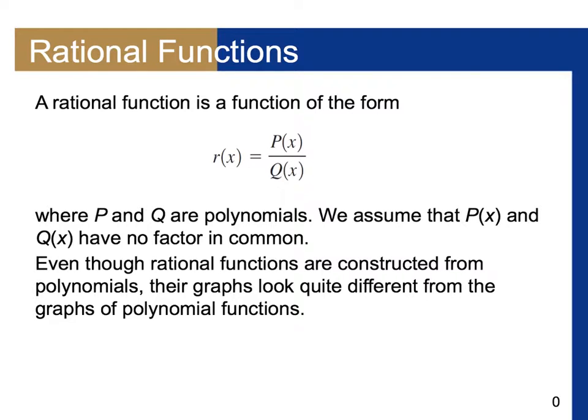This is Math 105, Section 3.7. We're going to start by talking about rational functions. A rational function has this form: R of x equals p of x over q of x, where p of x and q of x are polynomials.